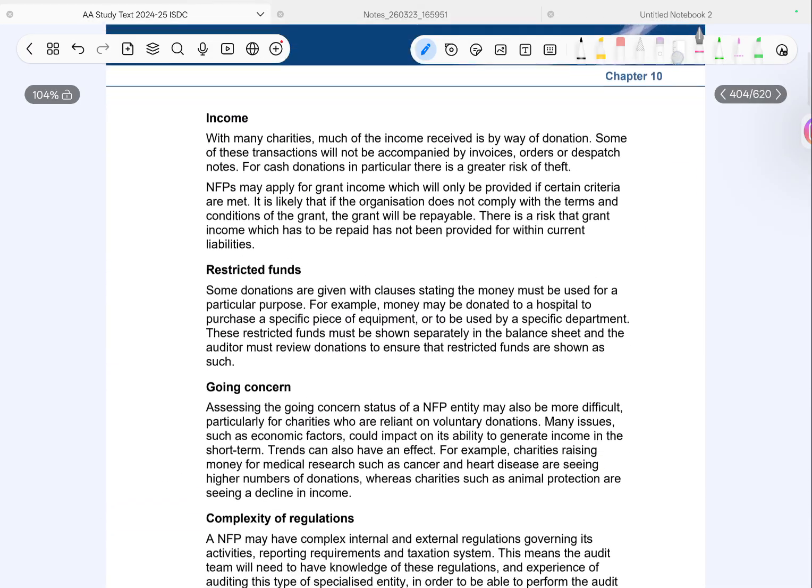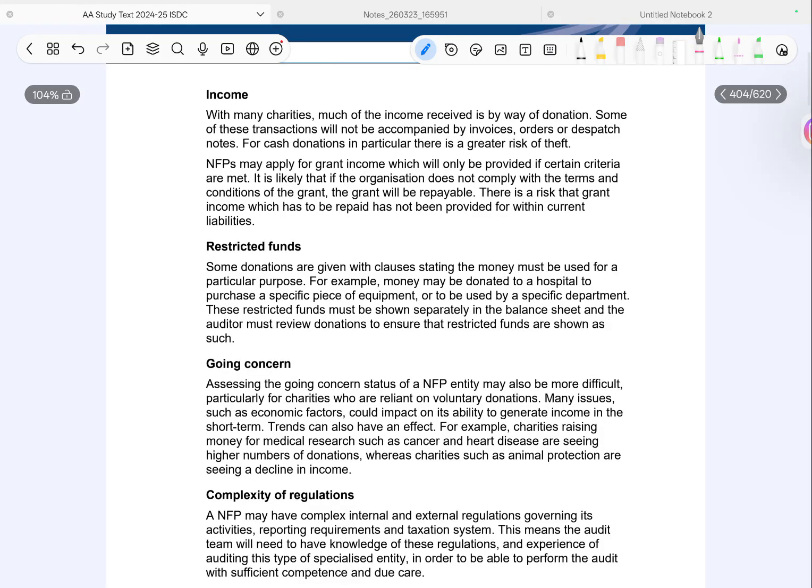In not-for-profit organizations, income is often received through donations, many of which are not supported by formal documents like invoices or orders. This increases the risk of misappropriation, especially for cash donations. Grant income is another key area where funds are only received if specific conditions are met. If these conditions are not satisfied, the grant may become repayable, creating a risk that a liability is not recorded.